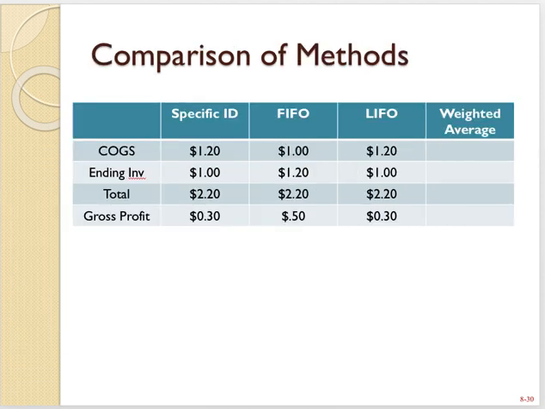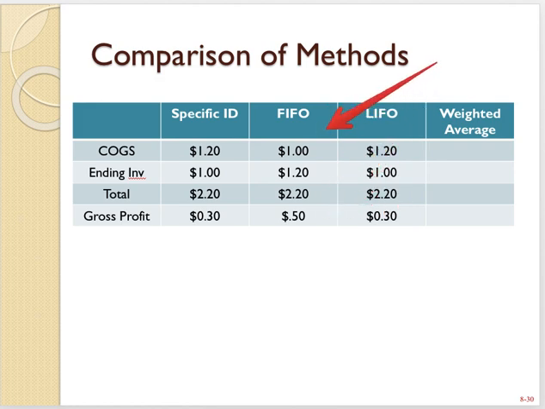Under LIFO, our cost of goods sold is the last can we bought, which was $1.20. Our ending inventory is the first can we bought. It's still sitting there on our shelf because we haven't sold it. But the total is still $2.20, as it is on every single one of these methods. And it must be, because this is what we had available for sale, which is $2.20. But the split between what is sold and what remains in ending inventory is different. And now our gross profit is 30 cents, so that's different than what we had for FIFO.